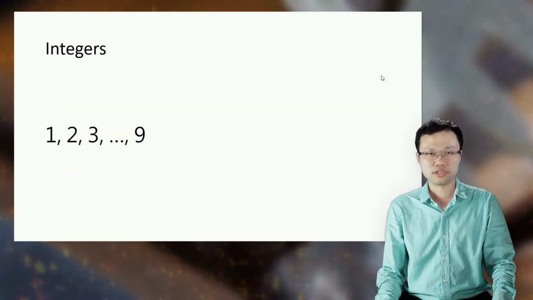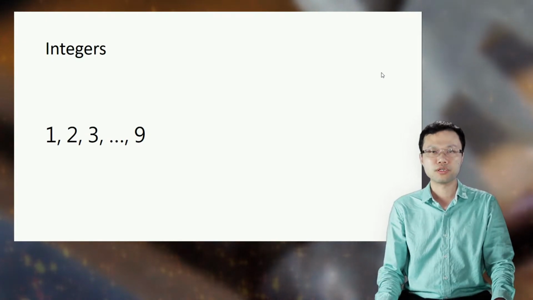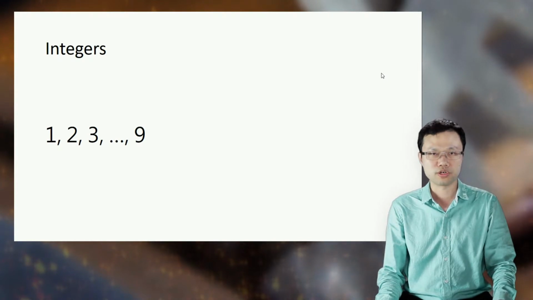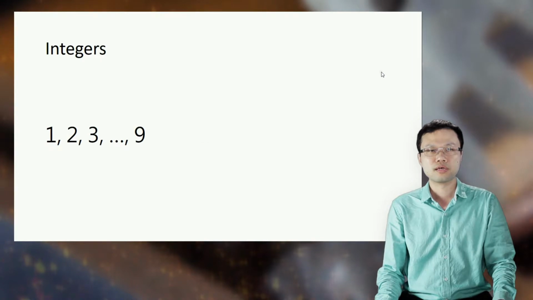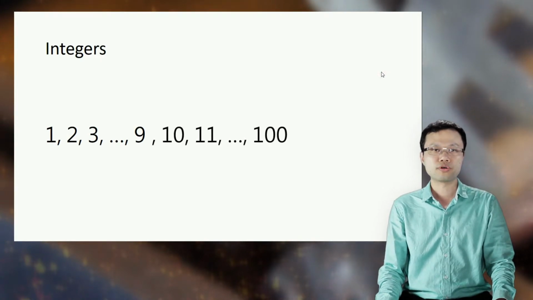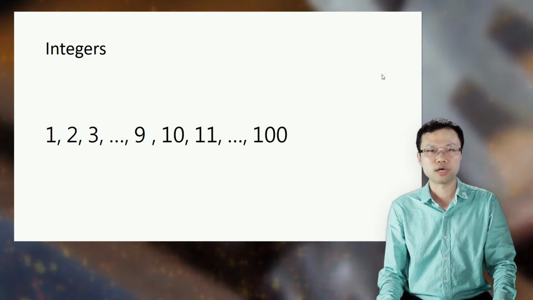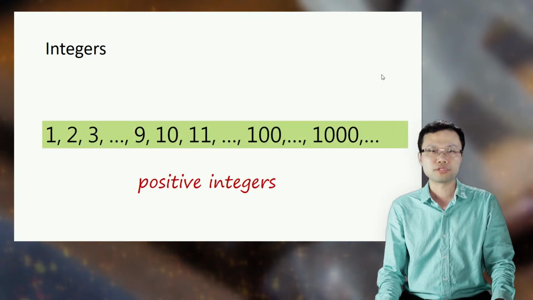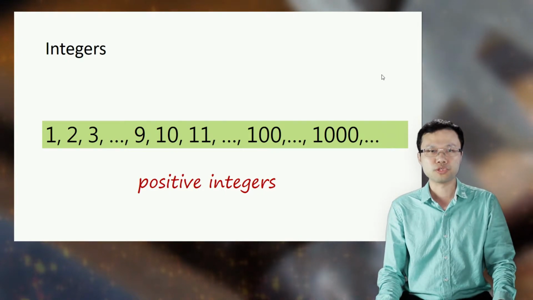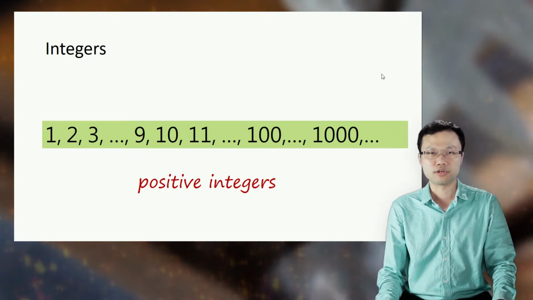First, let's look at integers. The simplest integers are the numbers that we learned to count when we were little kids. They are from 1 to 9. Then we can count more and more from 10 to 100, and then to 1,000 and more. These numbers are called positive integers. They are the numbers that we use so frequently in our daily life to count many things.